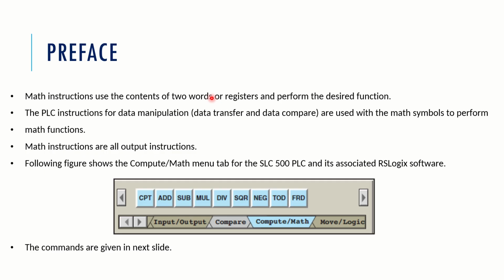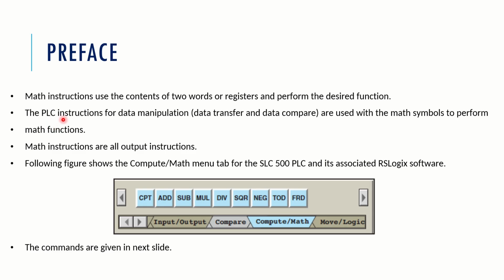This is one important concept that you need to remember. When you are using two words for one instruction, then one word will be assigned to specify the instruction and the other word will be assigned to specify the data on which this particular operation has to be performed.